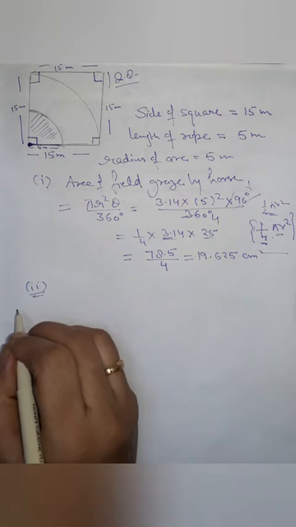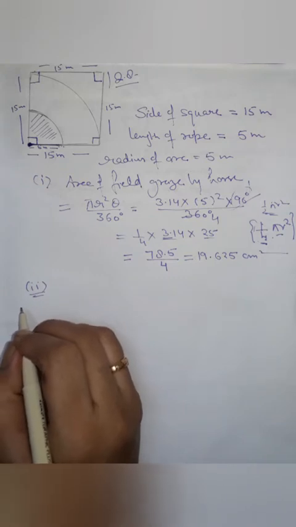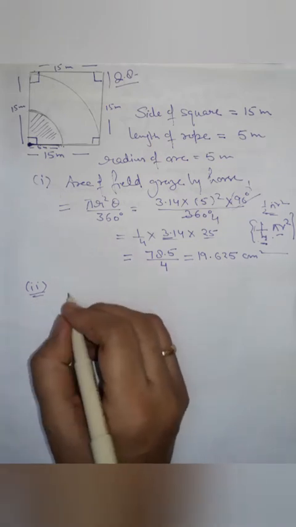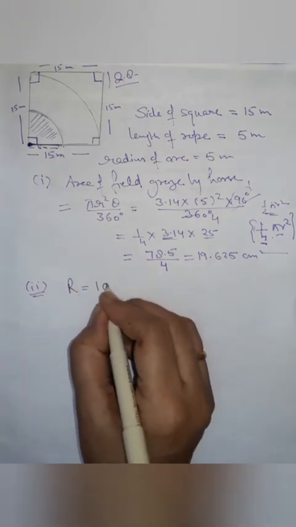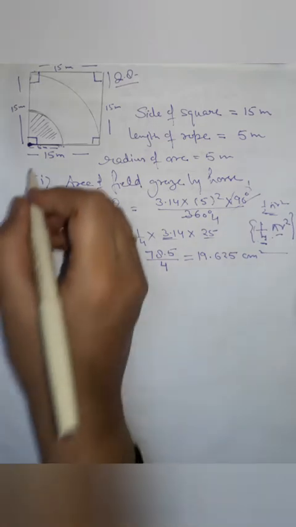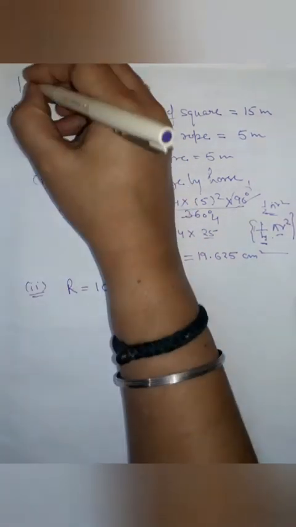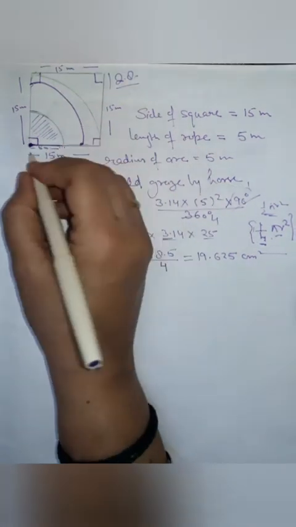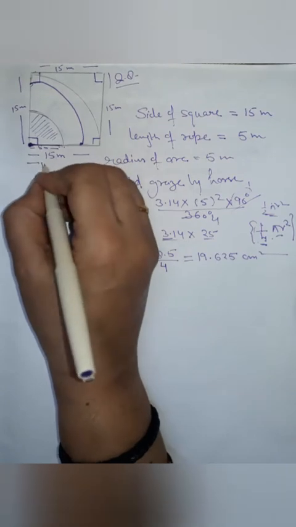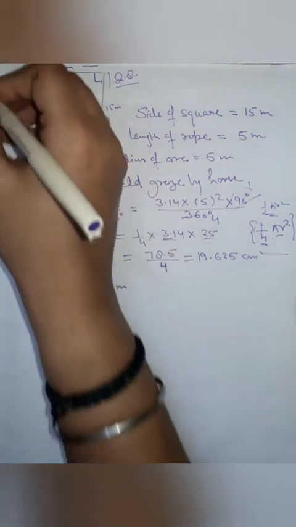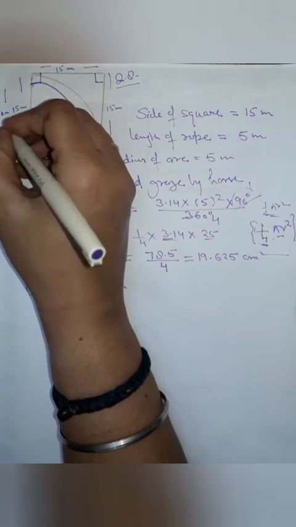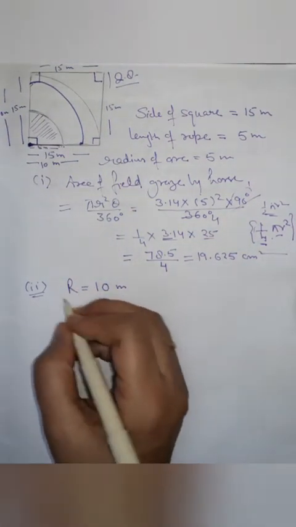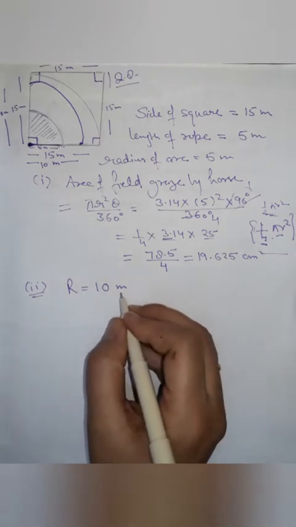Now second part, I am reading the second part. The increase in the grazing area if the rope were 10 meter long instead of 5 meter. It means now R is 10 meter. Whatever was the length of rope earlier, now it is 10 meter. It means horse can move up to this much area. So capital R, again we are representing this. Now length of rope by capital R, that is 10 meter.